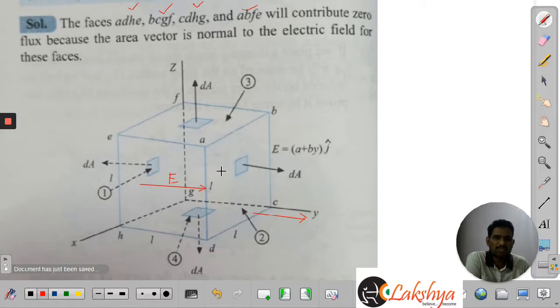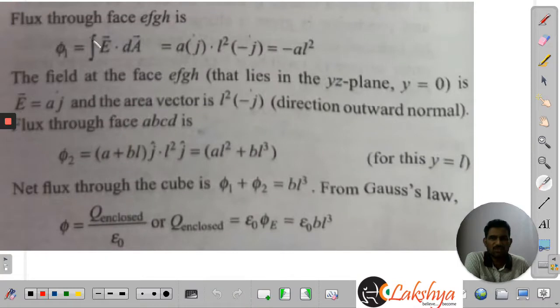Next we need to calculate the flux passing through the remaining 2 faces. One is this one, EFGH, which is lying in the XZ plane. The XZ plane means you can write y is equal to 0. Therefore, you can write the flux equation like this. This is the flux through this EFGH face.